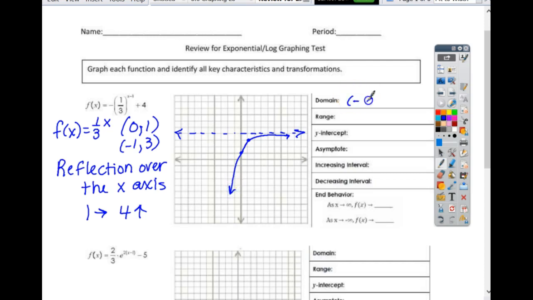So the domain is going to be -infinity to infinity. The range is -infinity to 4. The y-intercept is 0, 1. The asymptote is y equals 4.